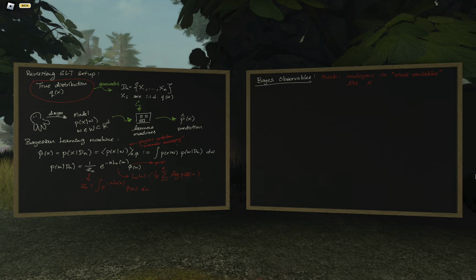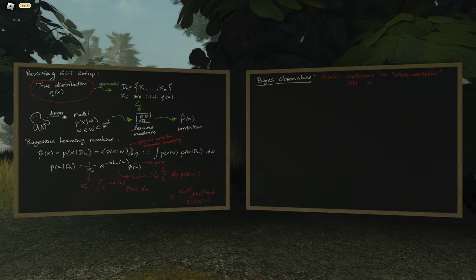I guess it's worth pointing out that this is not usually how Bayes' theorem is written. This is a convenient form for us to do mathematics later on. Usually statisticians will call this term, e to the negative n L_n, the likelihood. That's a function of w, and if you unwind this, this is just the product over all the data.